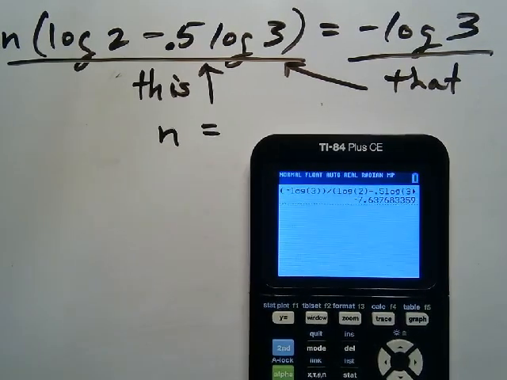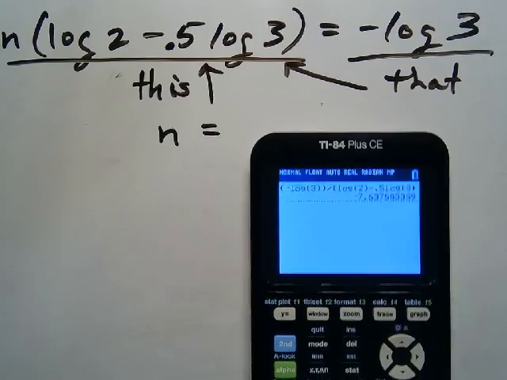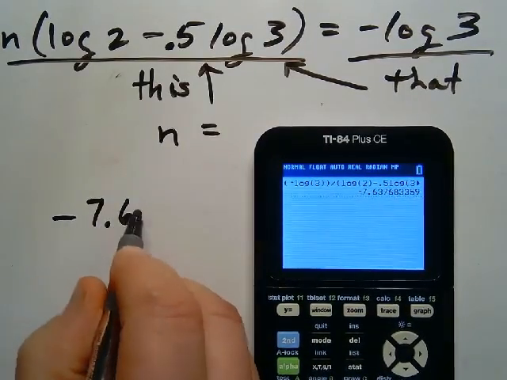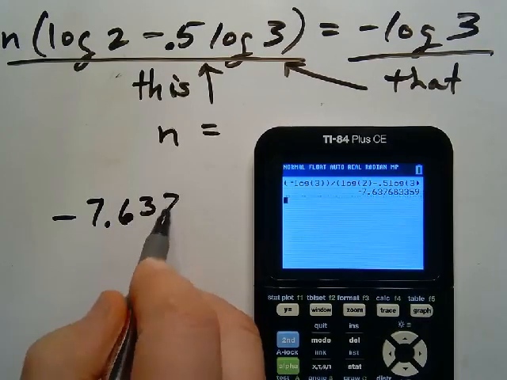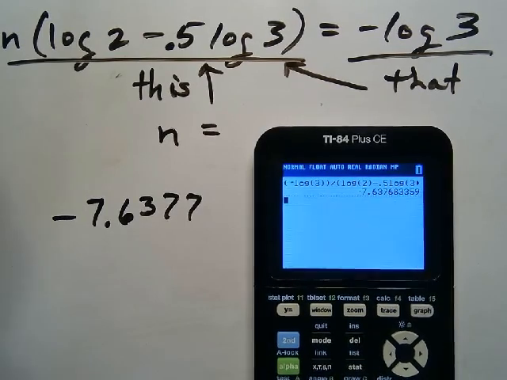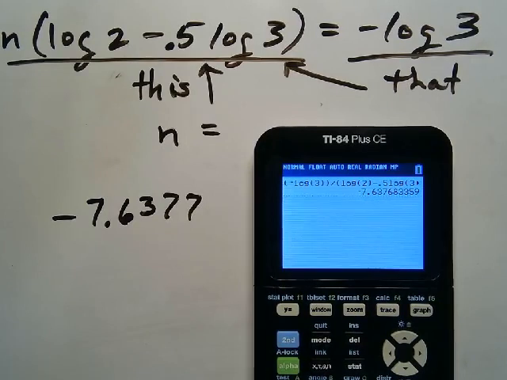And the answer is the answer I was expecting here. Negative 7.6377. Decimal point makes all the difference in the world, and I lost that in the process. So there you go. The process is the same on all of these. Just make sure you're using a lot of parentheses with your calculator.